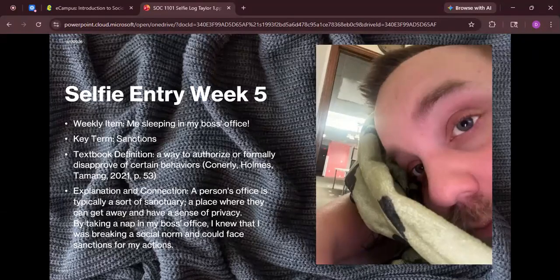Weekly entry number five, me sleeping in my boss's office. Key term for this week is sanctions, a way to authorize or formally disapprove of certain behaviors. A person's office is typically a sort of sanctuary, a place where they can get away and have a sense of privacy. By taking a nap in my boss's office, I knew that I was breaking a social norm and could face sanctions for my actions.